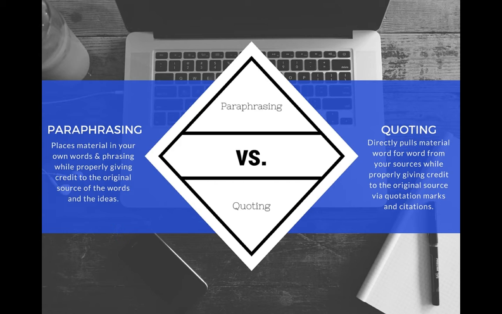The other option that you can go with is quoting. Quoting is where you directly pull material word for word from your sources while properly giving credit to the original source via quotation marks and citations. Now, the tricky thing about quoting is that in your paper, you need to make certain that under 20% of the paper includes quoted material or similarities. That means you don't want to rely on quotes overly much. You don't want to have big blocks of quotations. So how do you know when you should paraphrase and when you should quote?